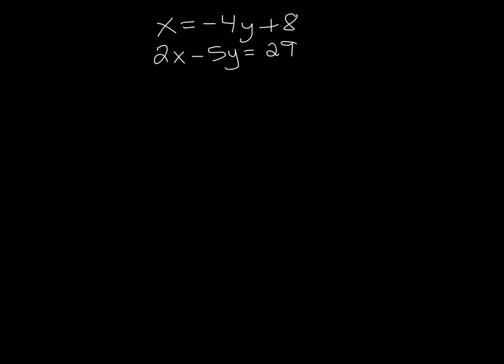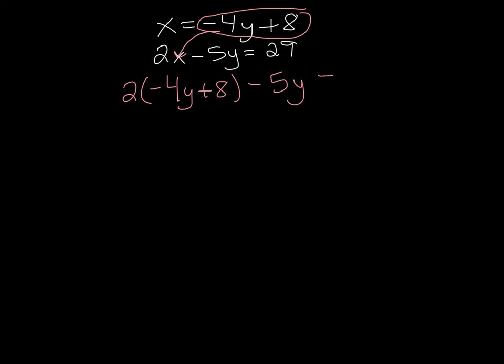Let's take a look at another example. In this example, the top equation is solved for x. So I'm going to take what x equals, and I'm going to substitute it in place of the x in the other equation. So when I rewrite my bottom equation and I get to x, instead of the x, I'm going to put in parentheses what x equals, which is negative 4y plus 8. Then I'm going to continue copying the rest of the equation. Minus 5y equals 29.